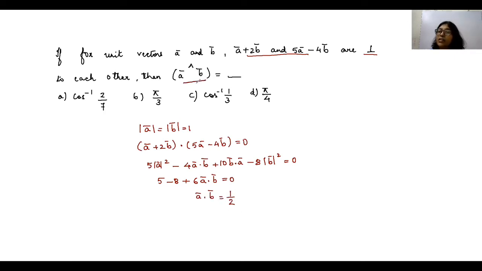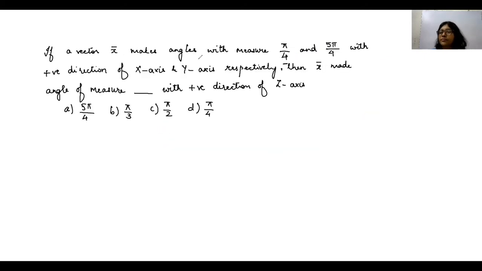We are supposed to find the angle here. So that is cos theta, let's say, is A dot B upon magnitude A into magnitude B. This is notation for angle between the vectors. A dot B is half, magnitudes being 1, cos theta is half. So the value will be pi by 3.